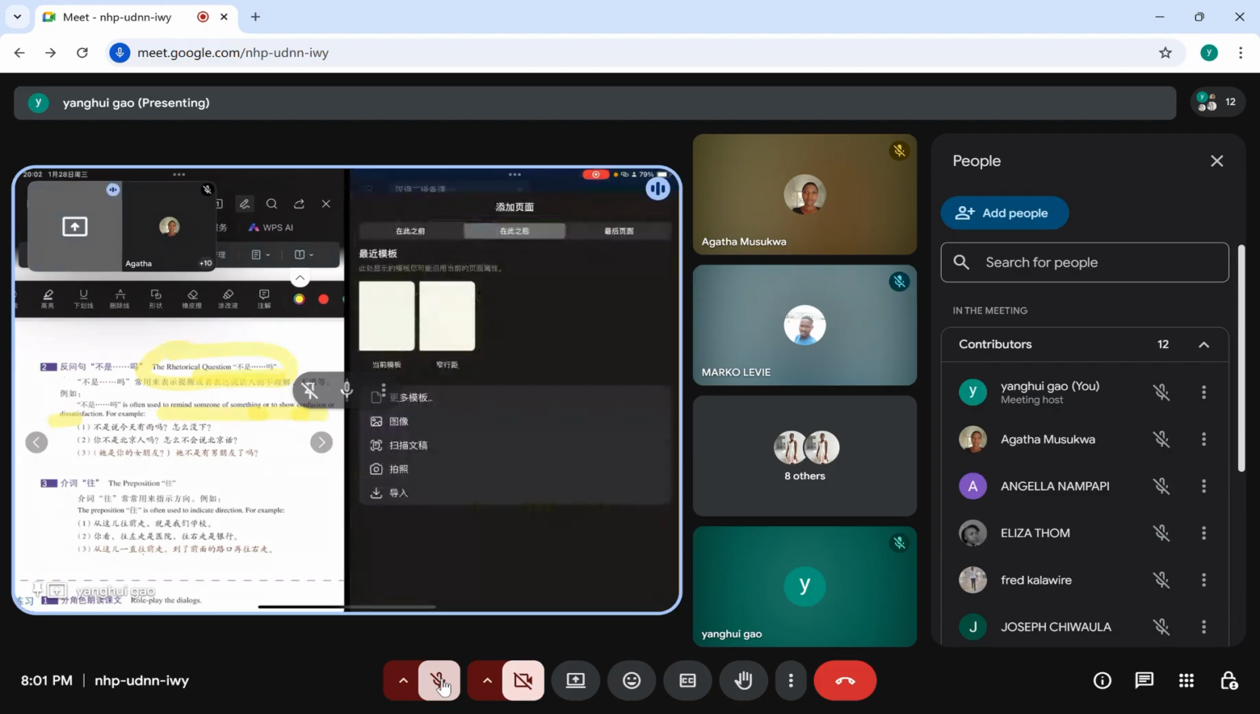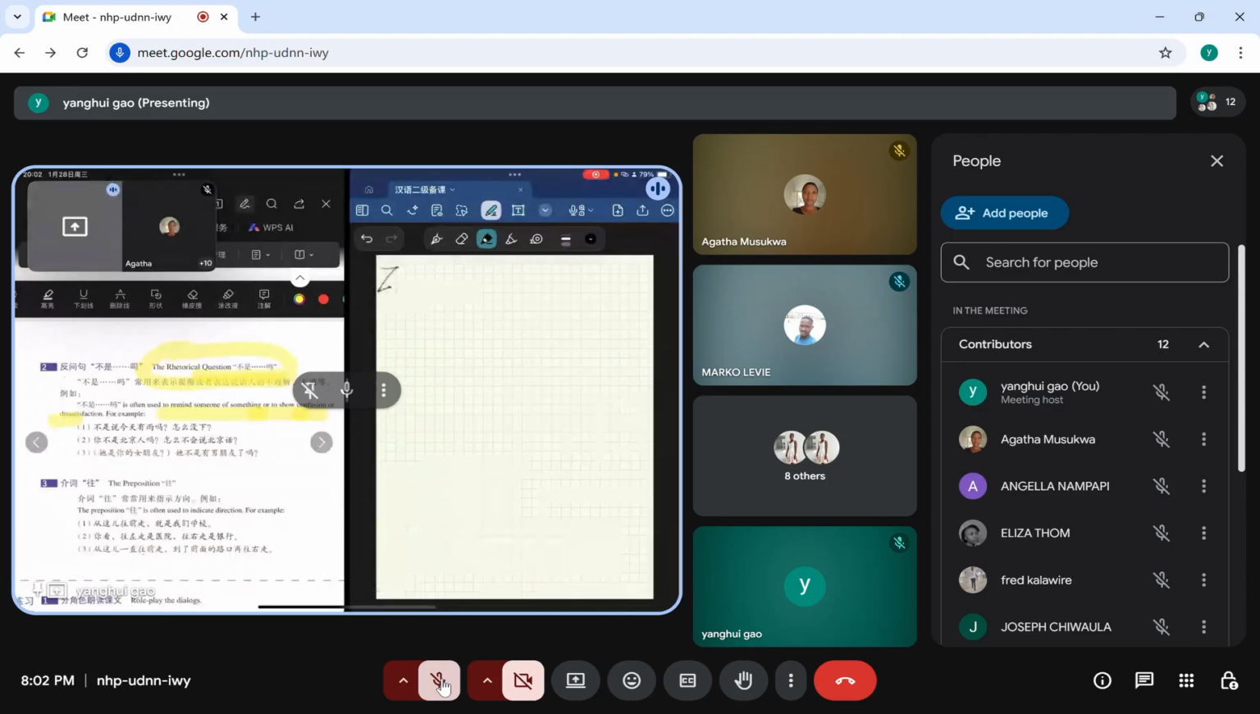Okay, and then continue. The second situation is used to express confusion, a confusion about the known information. It's like the 不是 as a known information.